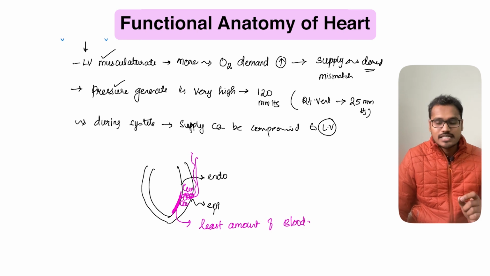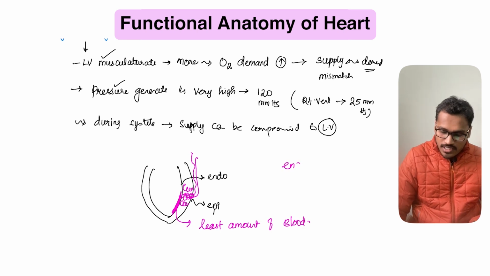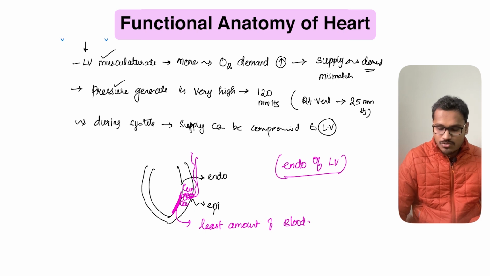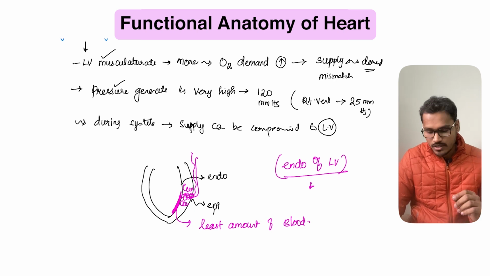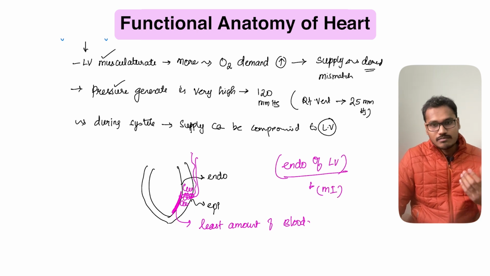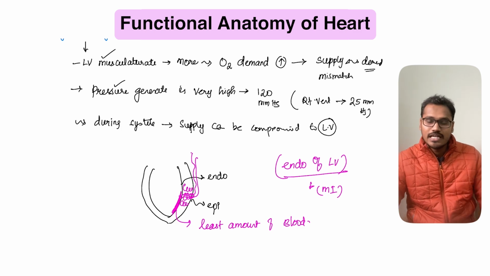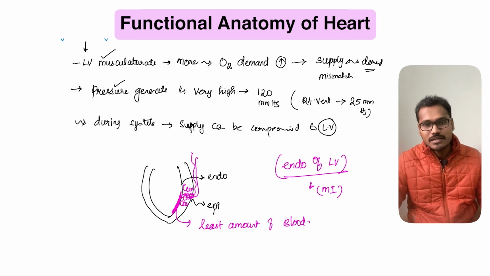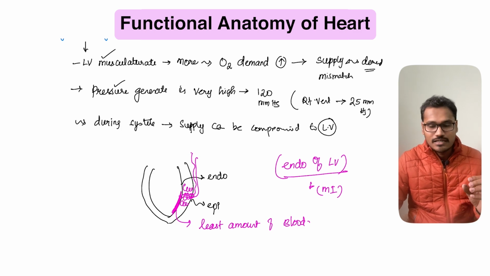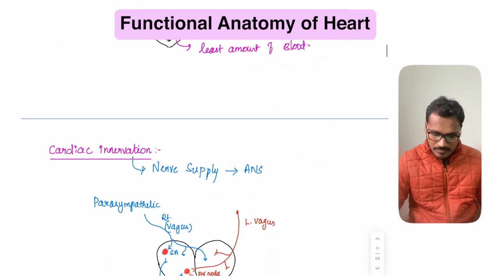So that is the reason why the endocardial region of the left ventricle is the most common site for a myocardial infarction. And because of its hard work and everything, even though it supplies on its own, sometimes what happens is, due to severe demand being high and the vasculature also being compromised, the left ventricle can go in for a myocardial ischemia or infarction.